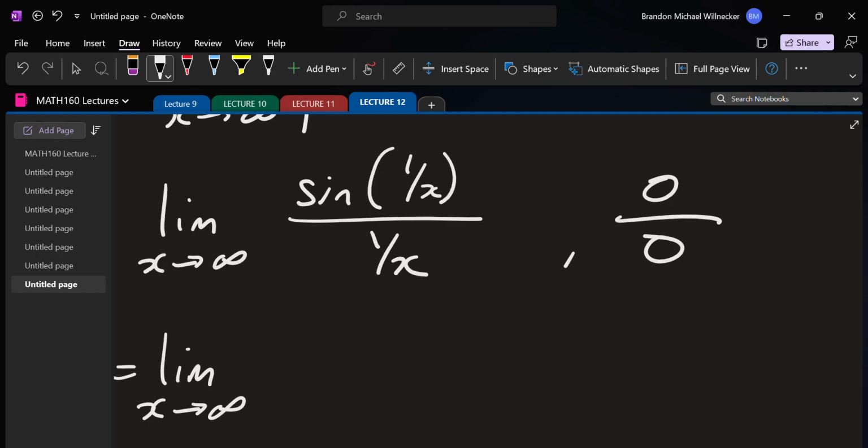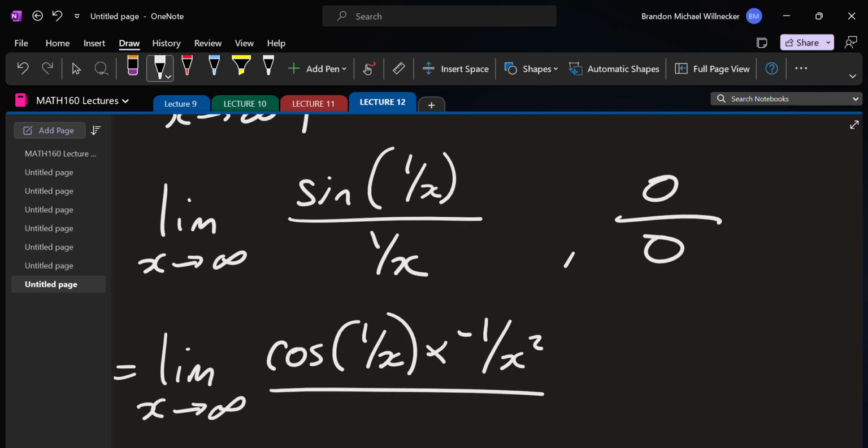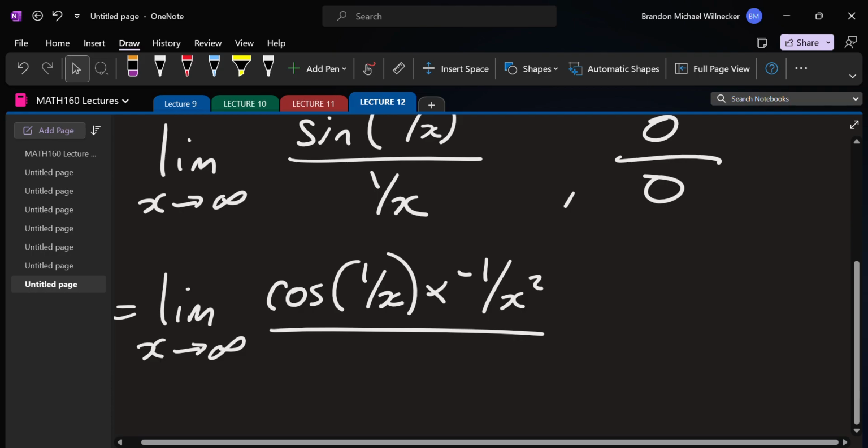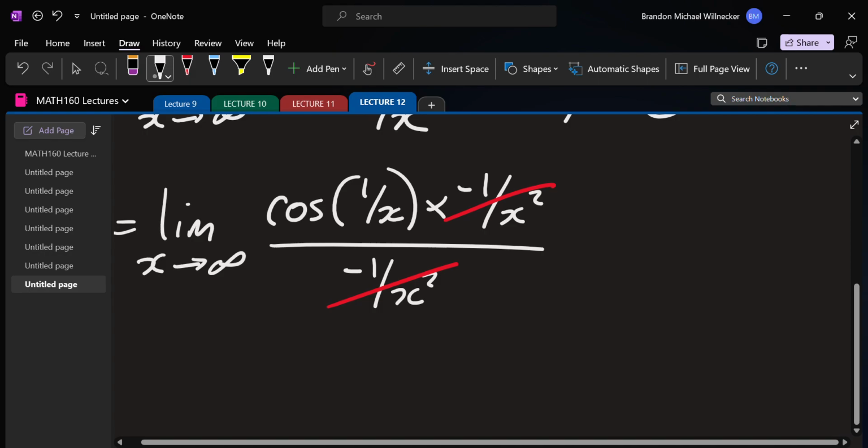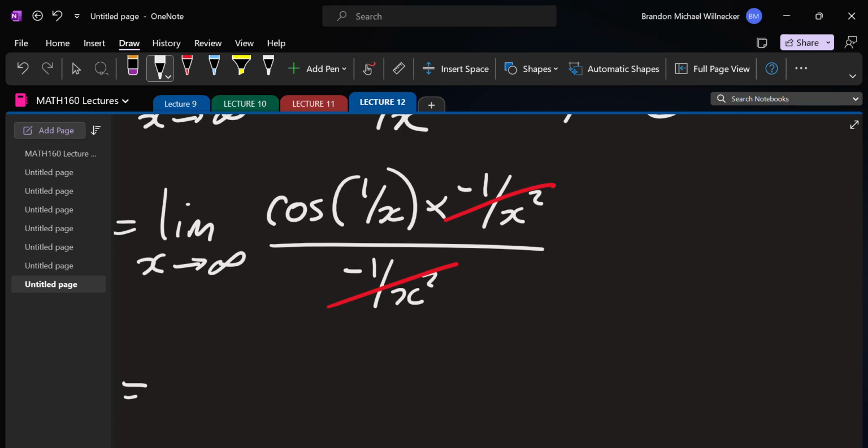So let's do that. This is equal to the limit as x goes to infinity. Now we need to take the derivative of the top and the bottom. Derivative of the top, we're going to have to use the chain rule because it's a composition. The derivative of sine is cosine times, please don't forget the inside part, the derivative of 1 over x, which is minus 1 over x squared. And in the bottom, we have the derivative of 1 over x, minus 1 over x squared again. But that's nice, they can just go away.